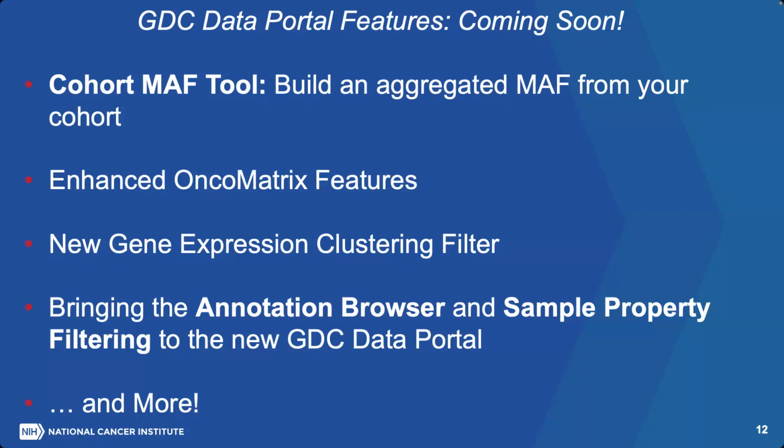So if you're interested in downloading the data that populates the SNP and indel portion of the features I just showed you, this is a good option. We have enhanced OncoMatrix features that are coming, new gene expression clustering filters, and we're bringing the annotation browser and the sample property filtering to the new GDC data portal. So GDC 2.0 just came out, and we're bringing these features to that one.